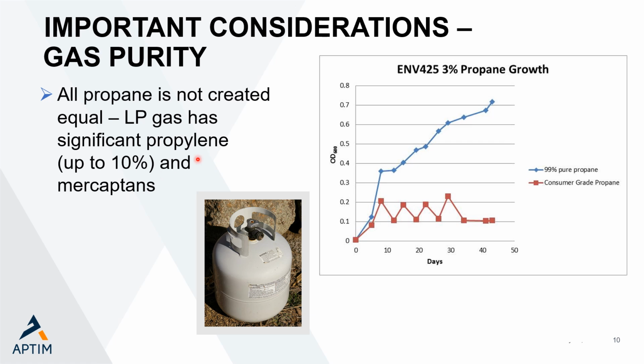And this is just an example of one of the organisms that we work with growing on pure propane. So this is optical density, so increase in density of cells versus consumer grade or LP propane. And it just doesn't grow at all on the LP propane where it grows beautifully on pure propane gas.